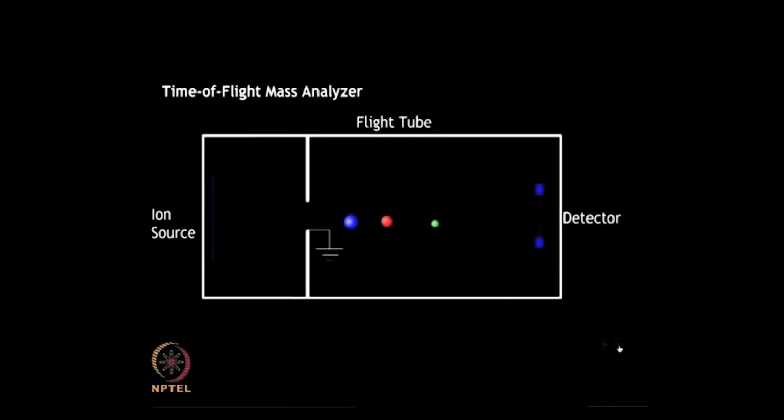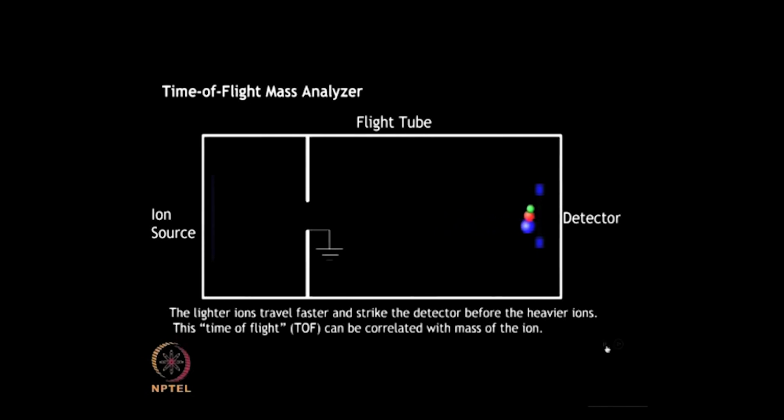In case of small molecules, this mode usually provides sufficient resolution. The generated ions are accelerated towards the detector with the lighter ions traveling through the TOF tube faster than the heavier ions. So, the lighter ion travels faster and strikes the detector before the heavier ion reaches the detector. This time of flight can be correlated with the mass of the ion. So, the flight time of the ions can be correlated with the mass to charge ratio.